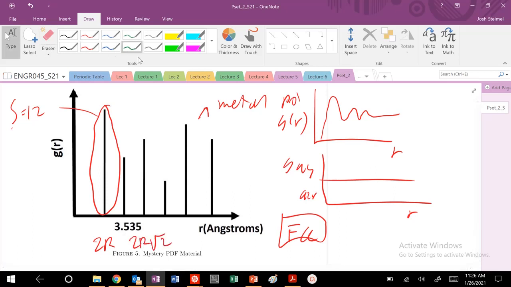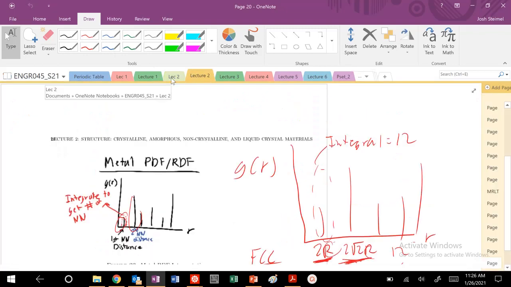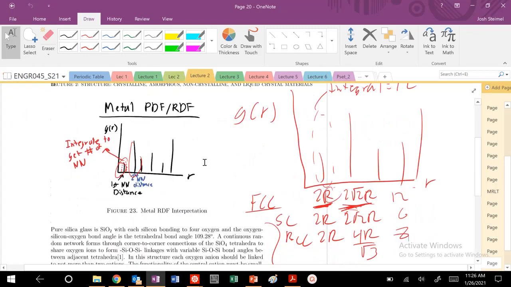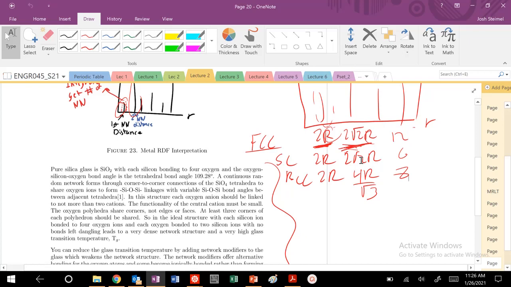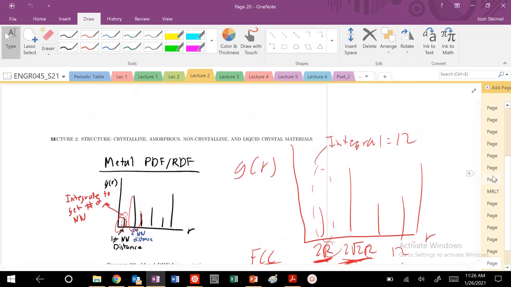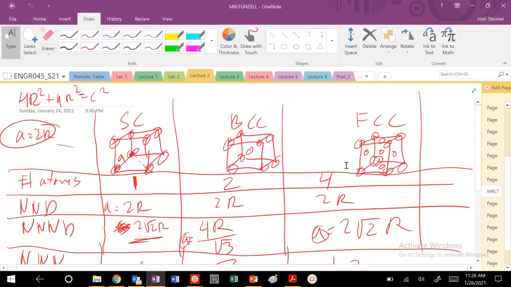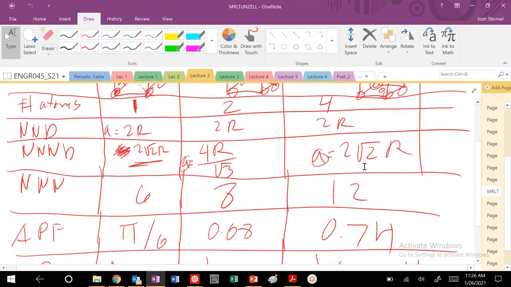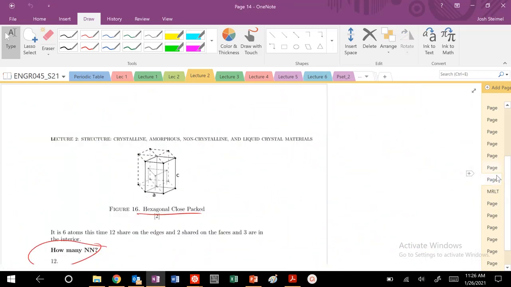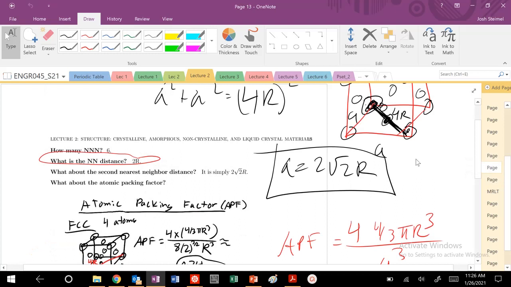How do I know this? Well, let's go back to our lecture 2 notes that we've gone through here. So I know it's 2 root 2R. Let's look back at this table here, 2 root 2R, and let's go back to our FCC derivation as well, 2 root 2R. That's it.